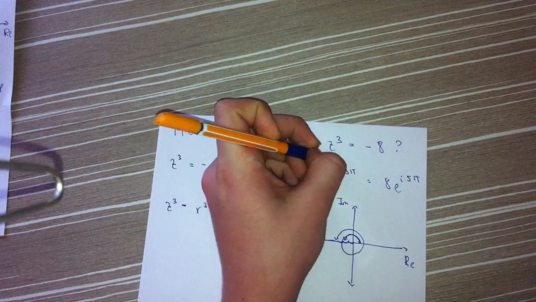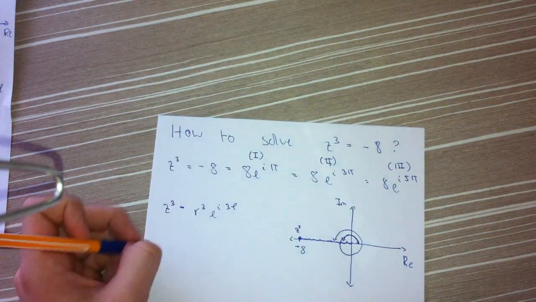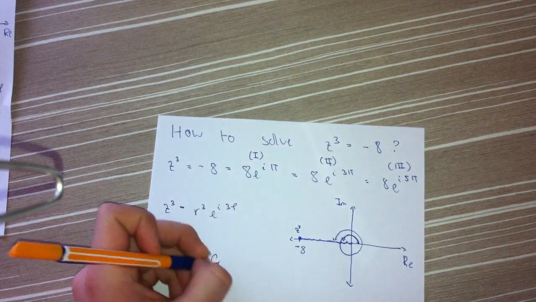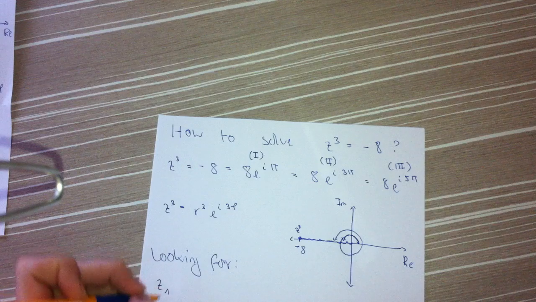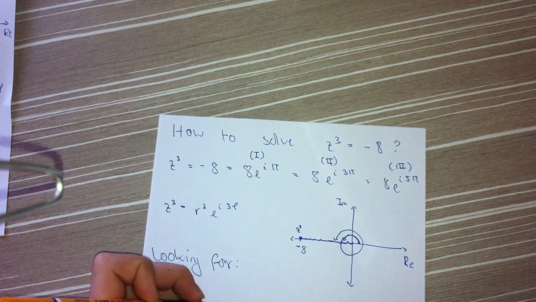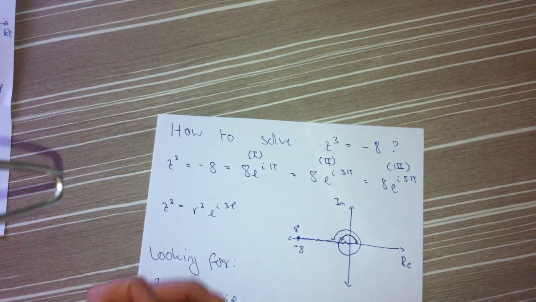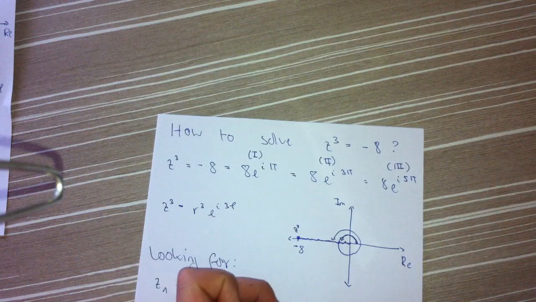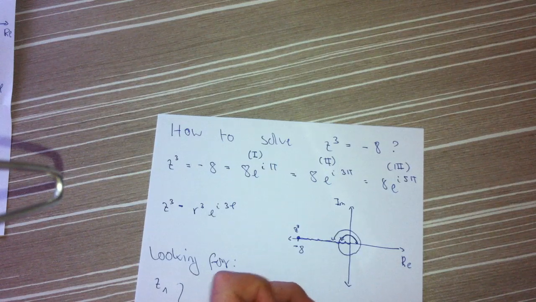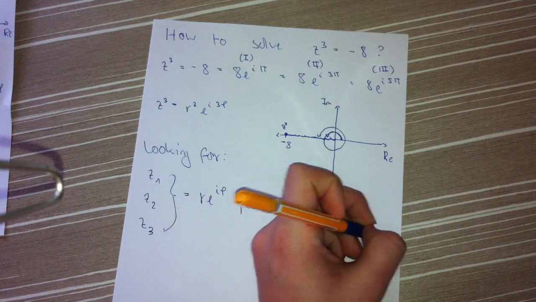I'm going to enumerate those: 1, 2, 3. Alright, so what we're looking for are z1, z2, z3 of the form r e^(i phi), where z1, z2, z3 cubed all equal z to the 3, equal -8.